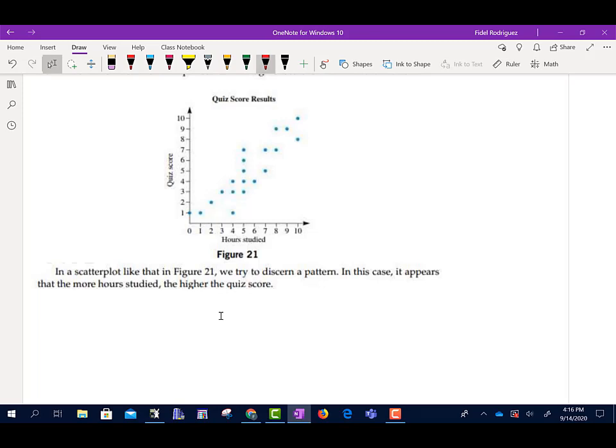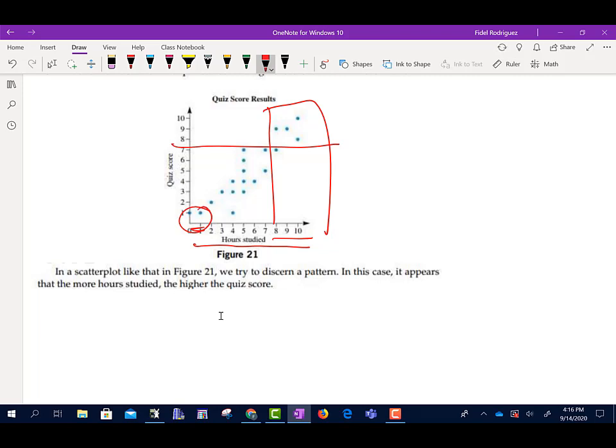So again, if you just look at this here, these are the number of hours studied. So if you start looking over here, look at where those quiz scores are, right? They are in that range, at least above an 8 or higher, right? And the fewer hours, the lower the score, right? Okay.